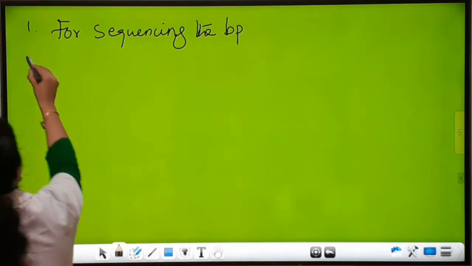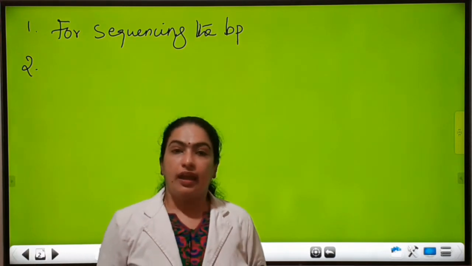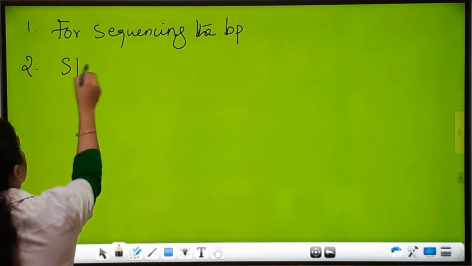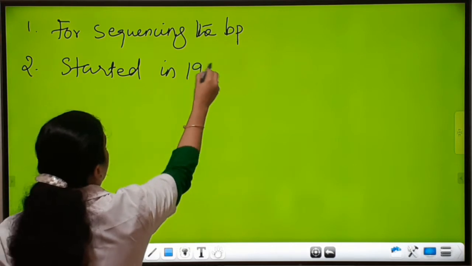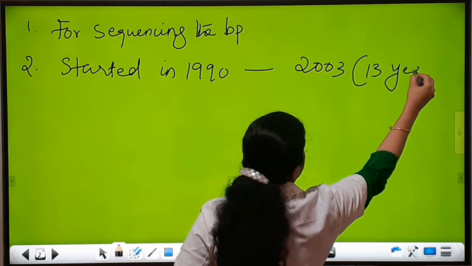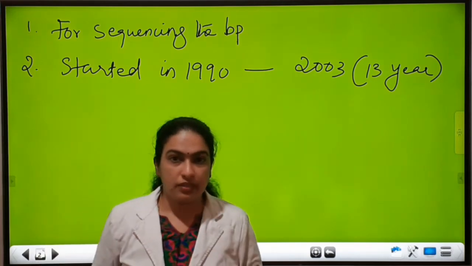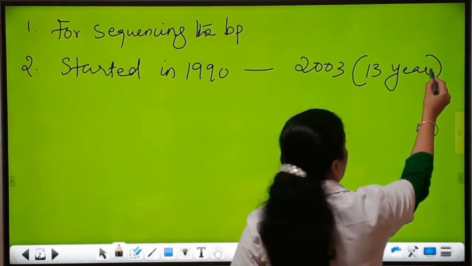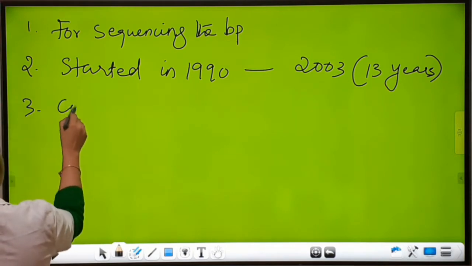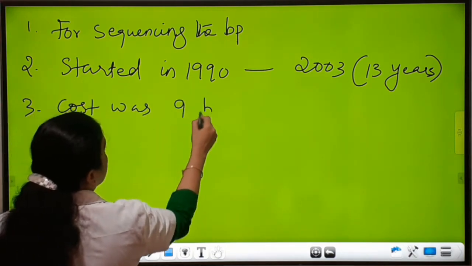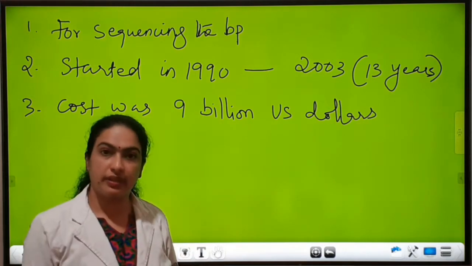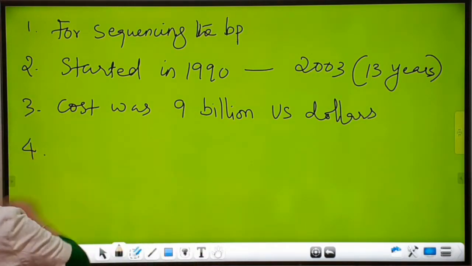And then we can see the second point. This project was started in the year 1990 and completed in 2003. That means it is a 13-year project. They took 13 years to complete the work. And moreover, the cost of the project was $9 billion US dollars.